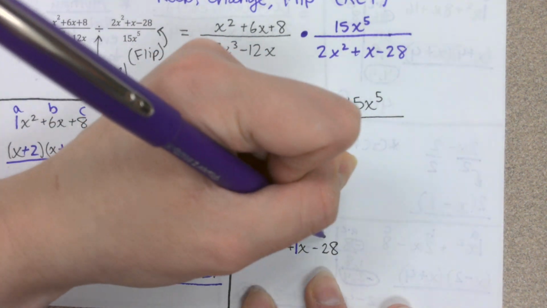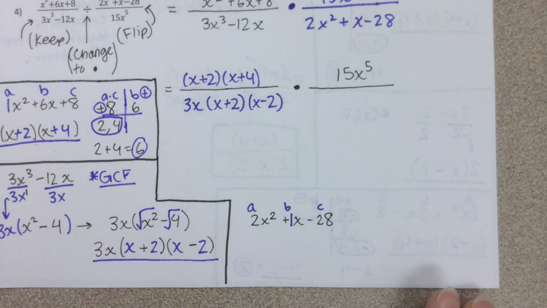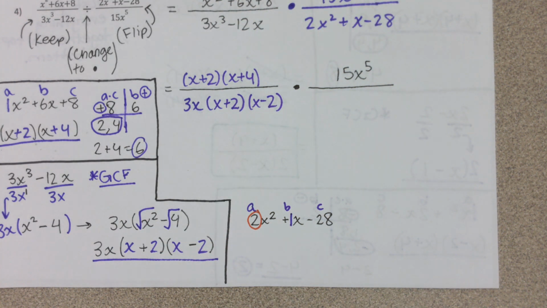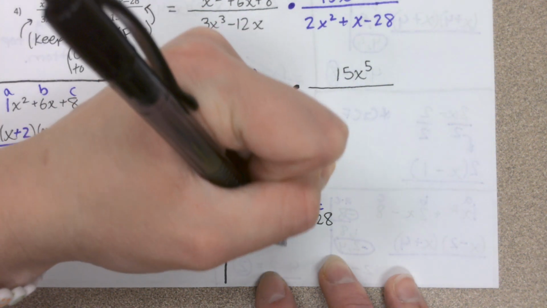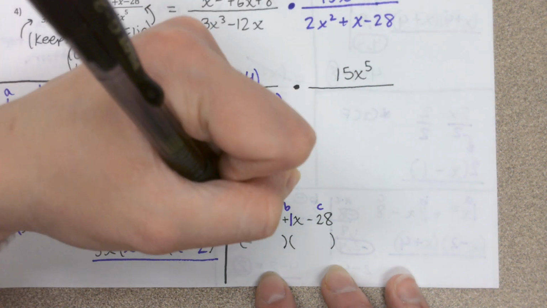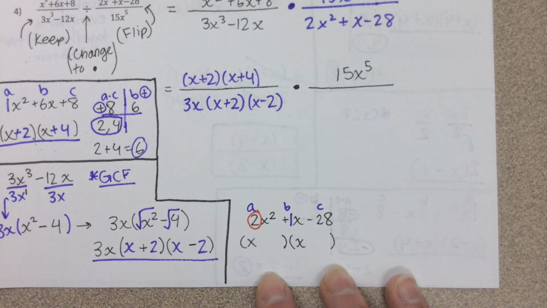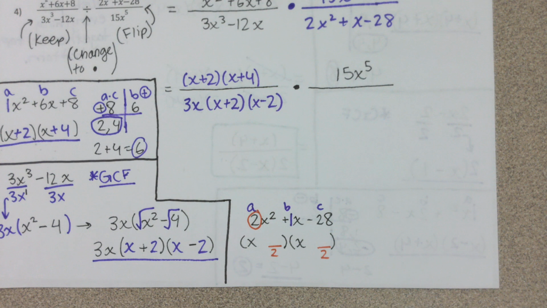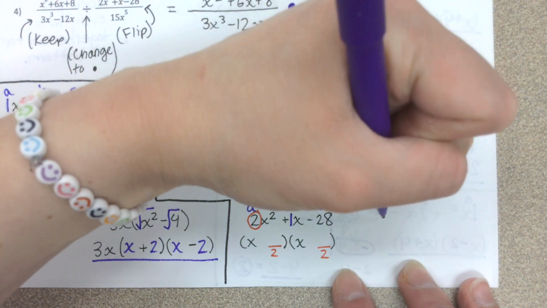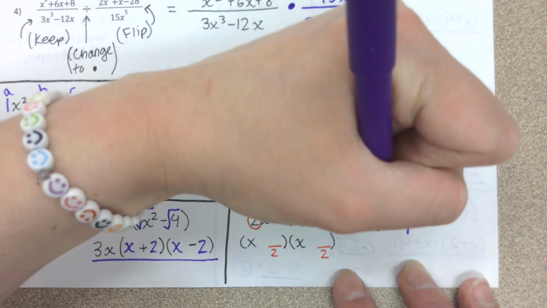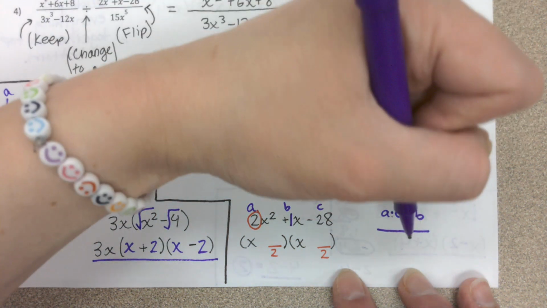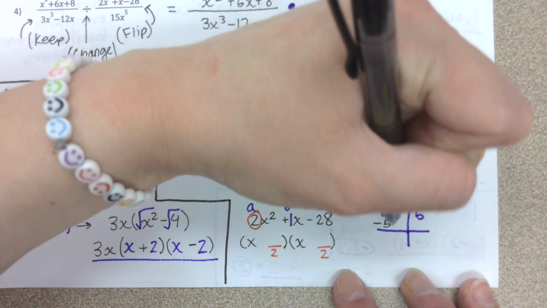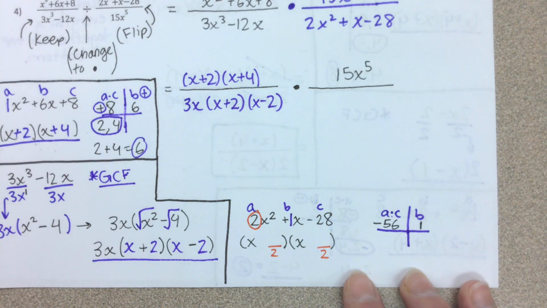ABC. And hopefully you notice that a here is not 1. So we will have a slide and divide as well. I'll go ahead and set that up now. We have our x's. And then when we find the factors, they will be divided by 2. ACB chart. A times C on the left, B on the right. A times C, 2 times negative 28, that's negative 56, and B is positive 1.